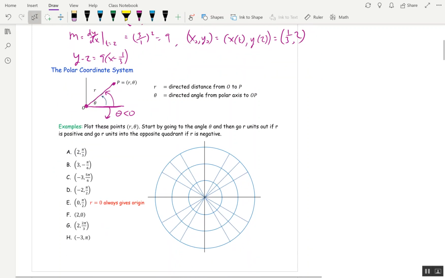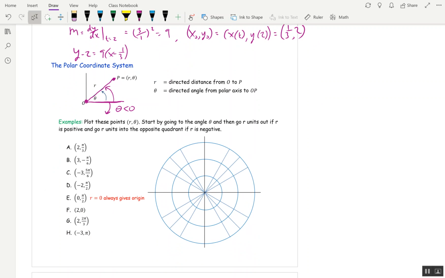So let's plot some polar coordinates. I like to go to the angle first and then to r. So for 2 comma pi over 3, I'm going to go to angle pi over 3, which is up here, and I go 2 units out. So 1, 2. So this is like homemade polar graphing paper. It's got the common angles that we see, pi over 6, pi over 4, pi over 3, and it's got rings around the origin. The first ring would be 1 unit from the origin, that would be r equal 1. The second ring is 2 units from the origin. Third ring is 3 units from the origin.